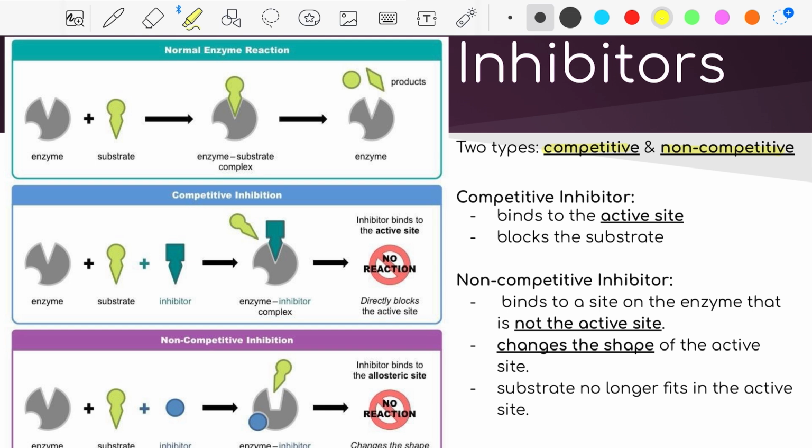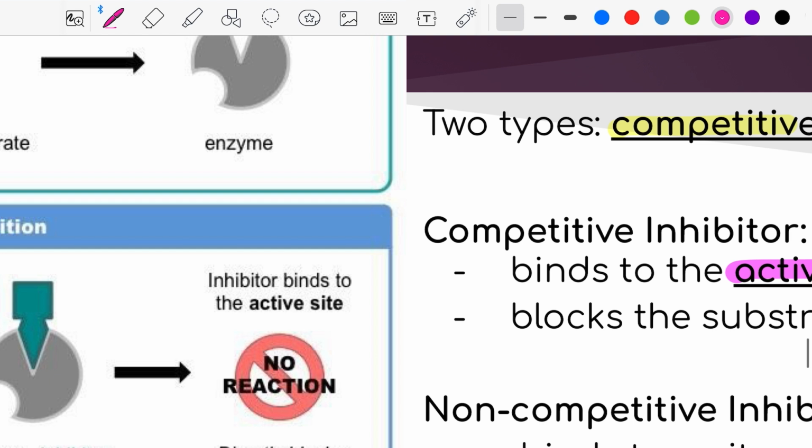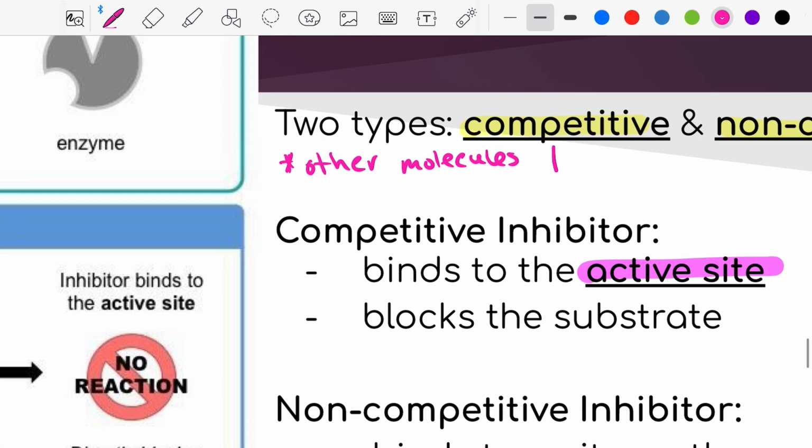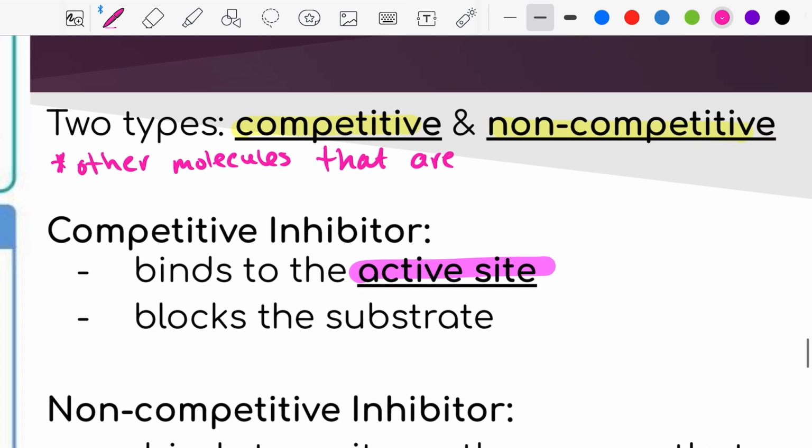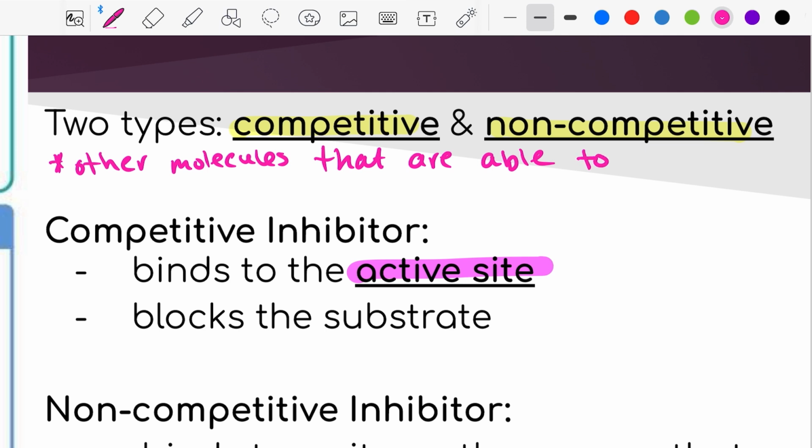And really what determines if it's competitive or not is whether or not it binds to the active site. Okay, so these inhibitors are other molecules that are able to bind to, or in other words, stick to the enzyme. All right.